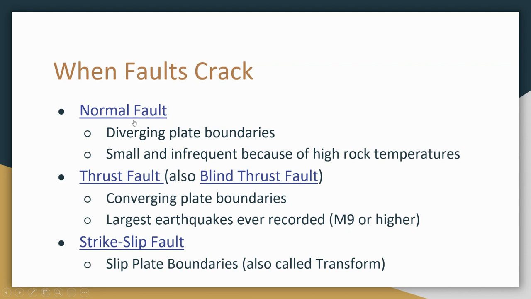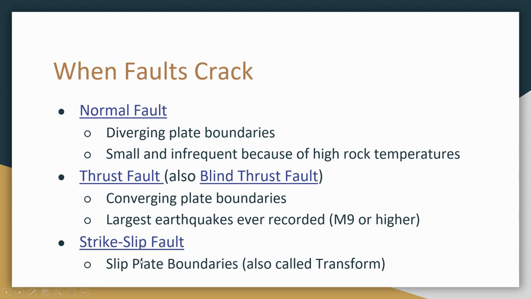Okay, well, at converging plate boundaries, you're going to have the largest earthquakes ever recorded. So this is the opposite of diverging plate boundaries. Converging plate boundaries are super violently thrust together, and you can get magnitude 9 or higher earthquakes in these locations. Those are the largest ever recorded. Okay, well then the third option is for the third type of plate boundary.